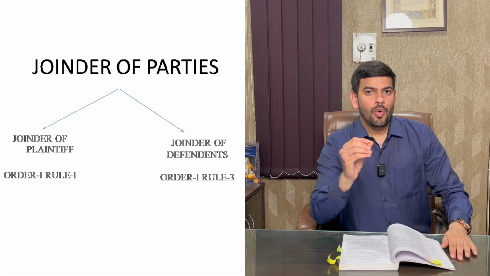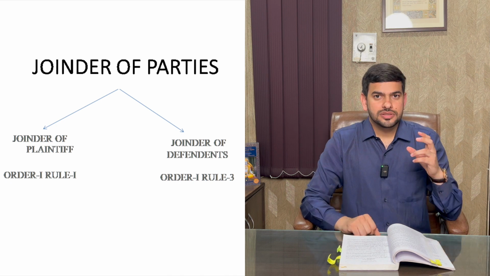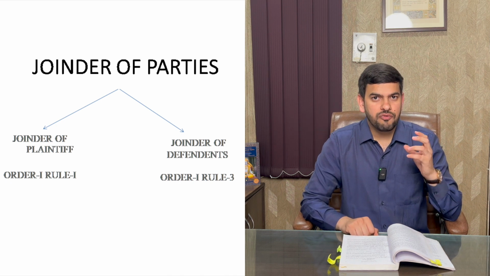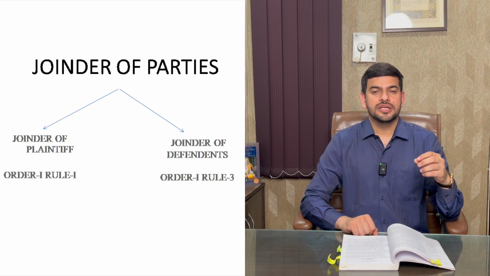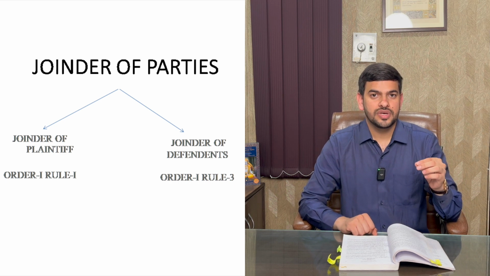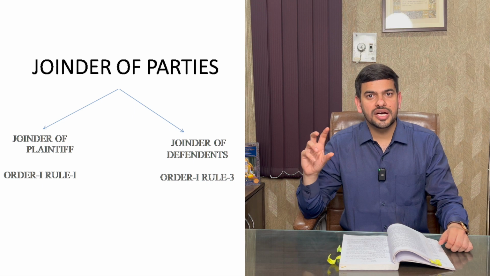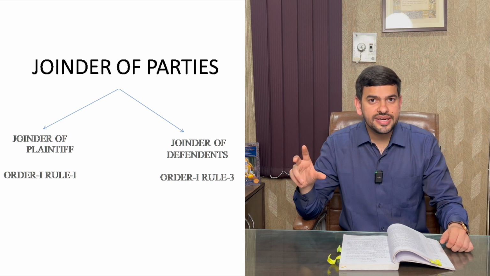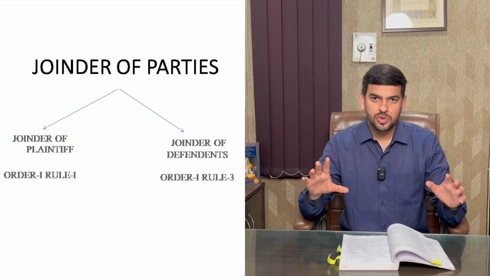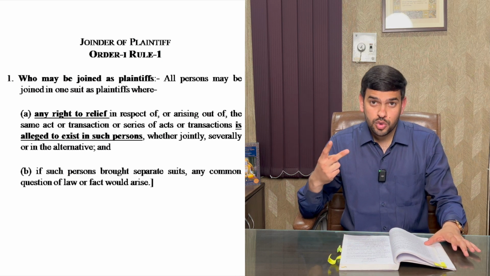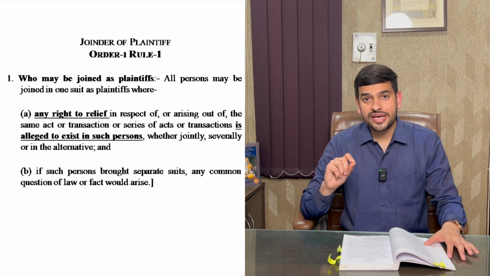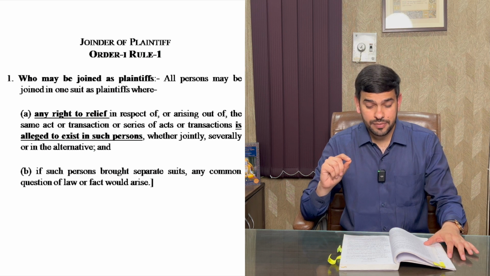Under what condition the joinder of plaintiff will fall and how the concept will be attracted is given under Rule 1, and the relevant rule with regard to the joinder of defendant is given under Rule 3. So let's understand the very important expressions used under those particular rules. First, Rule 1. Rule 1 says who may be joined as plaintiff. There are two clauses, and you need to write down a few expressions because those are very important.